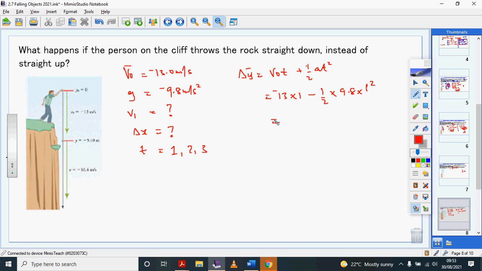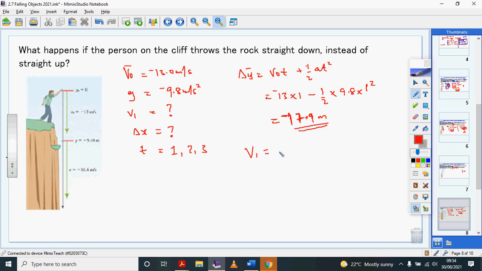So let's see what happens. I have negative 13 minus 4.9. It has a change in displacement of negative 17.9 meters, right? That means that when it's thrown downwards, in 1 second it will have moved 17.9 meters. Let's check the speed.